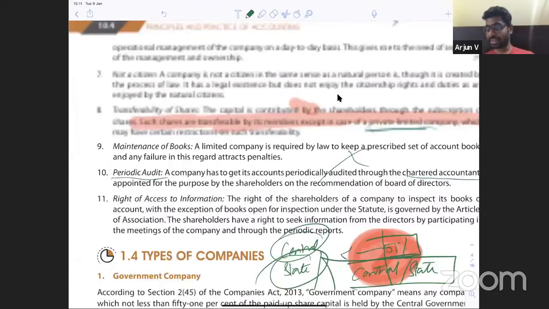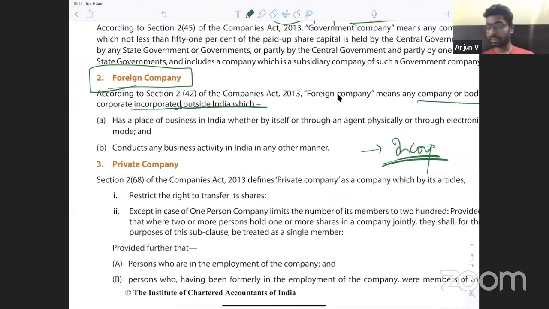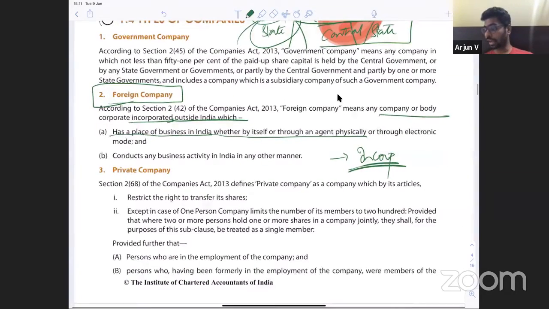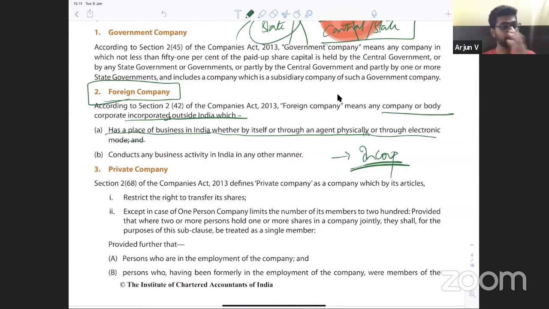Second part, very important here: they have set up a place in India, either by themselves, through an agent, or through electronic mode. If you see the example of Amazon, Google, or Facebook, they are all foreign companies, but they have one place in India where they run their operations. For all our purposes, they are going to be considered as what? Foreign companies.